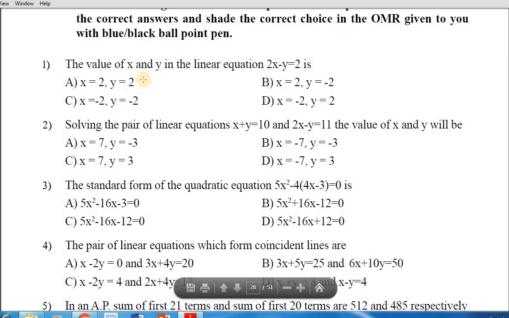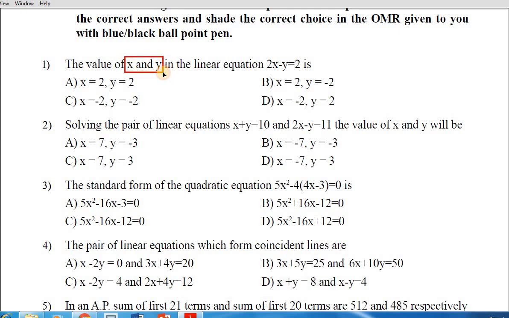Question number 1. The value of x and y in the linear equation 2x minus y equals 2 is. Direct question, children. Here there is a linear equation. We have to find x and y values which suit this equation. So the given options, substitute in the given equation, children. The first one is x equals 2 and y equals 2. As you put x value 2, we get 4, and if you put y value 2, we get 4 minus 2 equals 2. Hence option A is correct for this question.